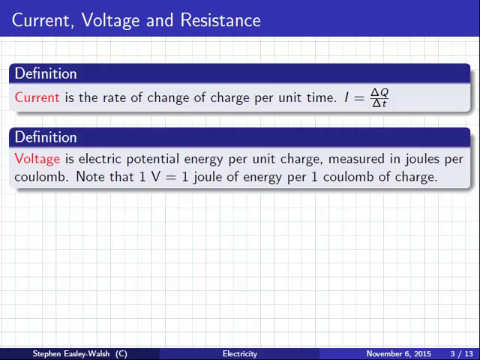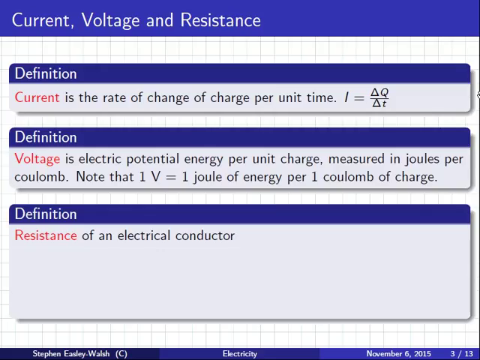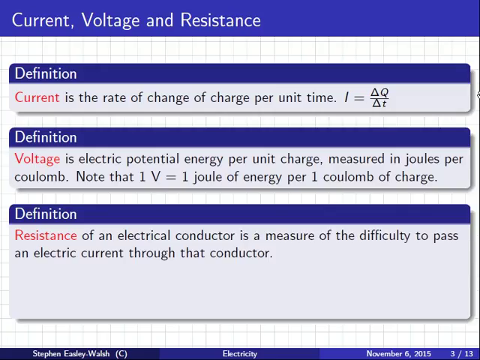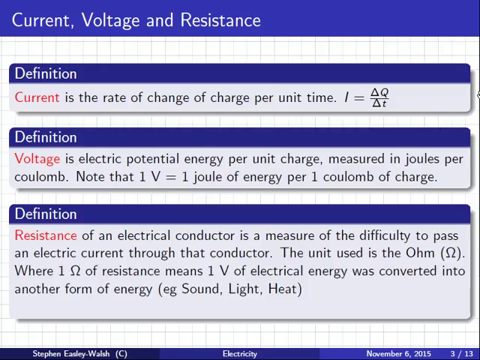Okay. So next, the third thing is called resistance of a conductor. The resistance of a conductor measures how difficult it is for the current to move through it, and the unit is called the ohm. So what do we mean when we say 1 ohm? When we say 1 ohm, we mean 1 volt was converted into another form, like sound, light, and heat, when a current of 1 amp passes through it. You can write this down in a second.